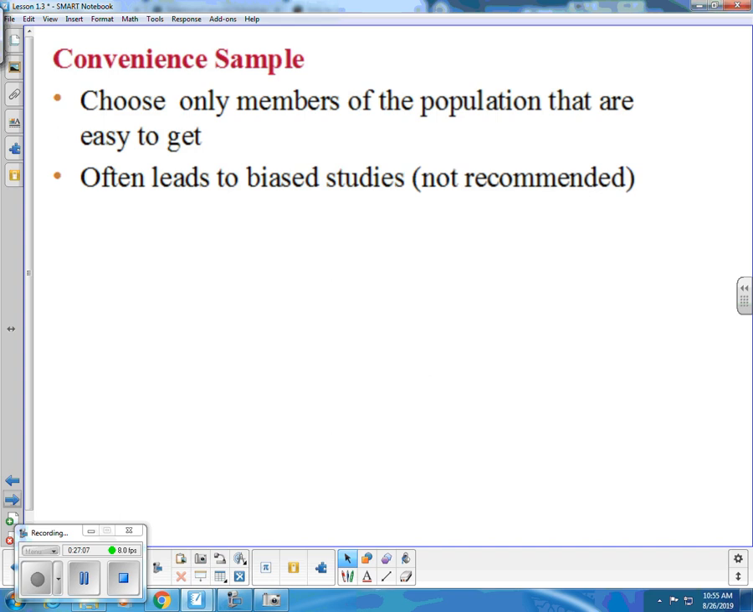Convenience sampling: choose only members of the population that are easy to get to. This is not a good way to do it. That's where you're going to get the bias. If you're in choir class and you're doing a survey on people's favorite type of class at school, are you going to get more people wanting the arts or more people wanting woodshop or math or something like that? Okay, so you have bias there.